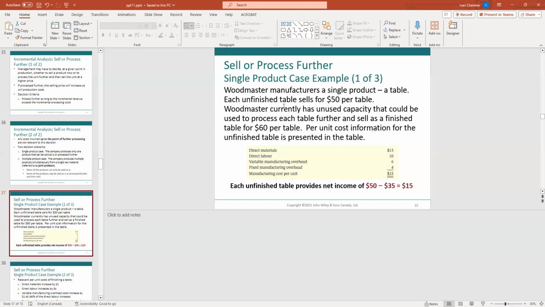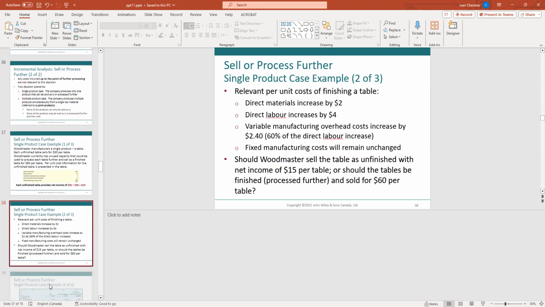If we sell it as an unfinished table, we sell it for $50. If we finish it, we can sell it for $60. So the additional sales revenue that we can generate per table is $10. Now the question is, how much is it going to cost us to move that table from unfinished to finished? Let's see what the case says.